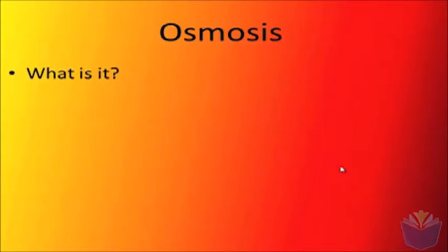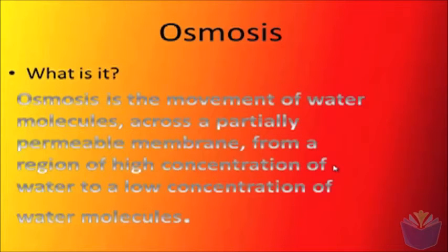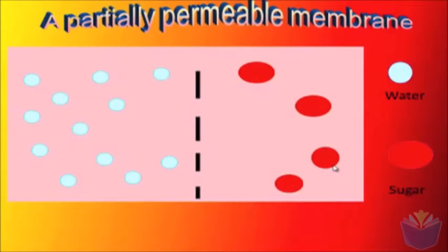Okay, so osmosis, what does that actually mean? It's defined as the movement of water molecules across a partially permeable membrane from an area of high concentration to an area of low concentration. And what partially permeable means is just it's a barrier, and it only allows certain types of molecules to pass through.